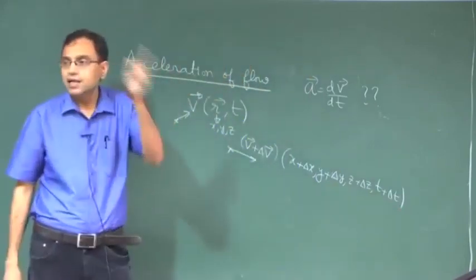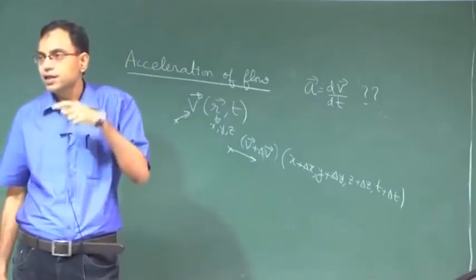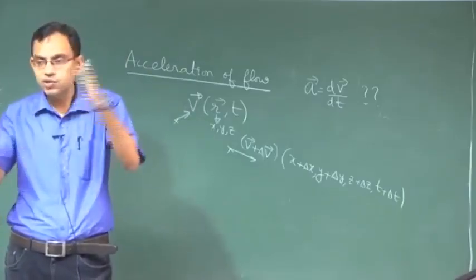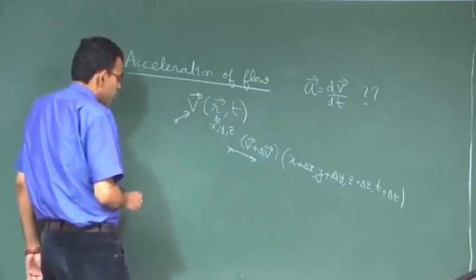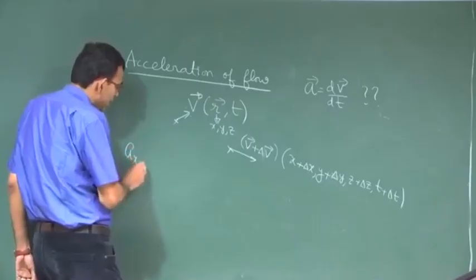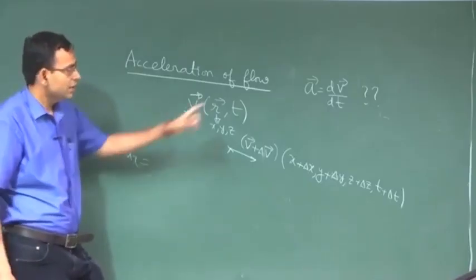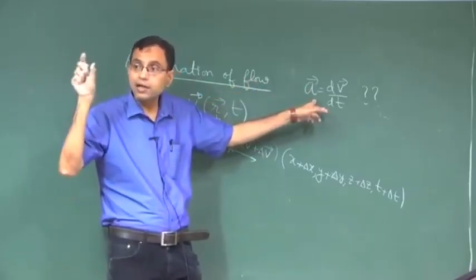So, when the particle has come to a new position, two things have happened. One is the position has changed, another is time has also changed. These two things have changed together. So, acceleration along x, how do you define acceleration? Fundamentally in this way, if you are focusing your attention on the particle.